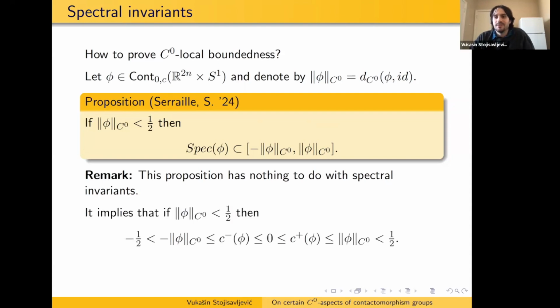This fact immediately implies that C minus and C plus are squeezed between the norms, and then in fact, if you take integer parts, you get the local boundedness.